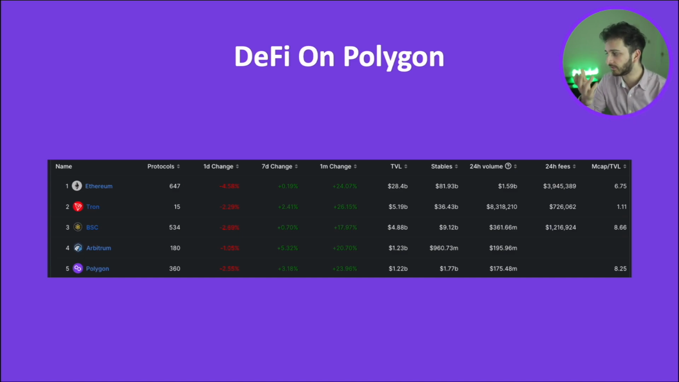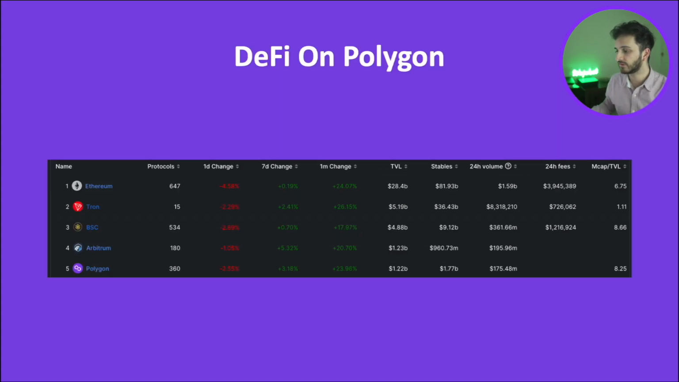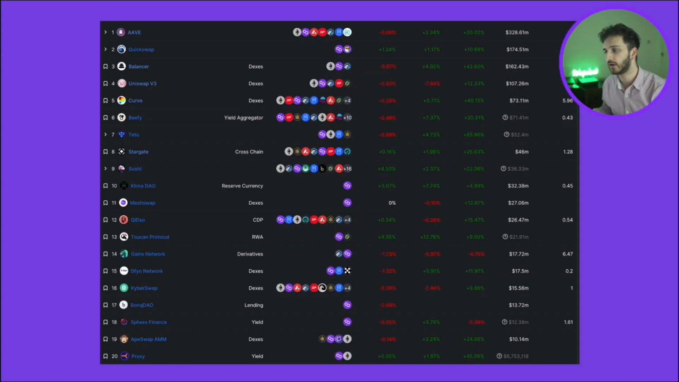but Polygon has been around for a while, and I thought we'll briefly just talk about some of the different applications on here. I got this from DeFi Llama. If you actually click on it, you'll be able to see all of the different DeFi applications. As you can see, there's 360 that DeFi Llama are showing, and you've got some big staple names here as well. Aave, QuickSwap, Balancer, Uniswap, Curve. These are big names, as well as Beefy, Stargate, Sushi.